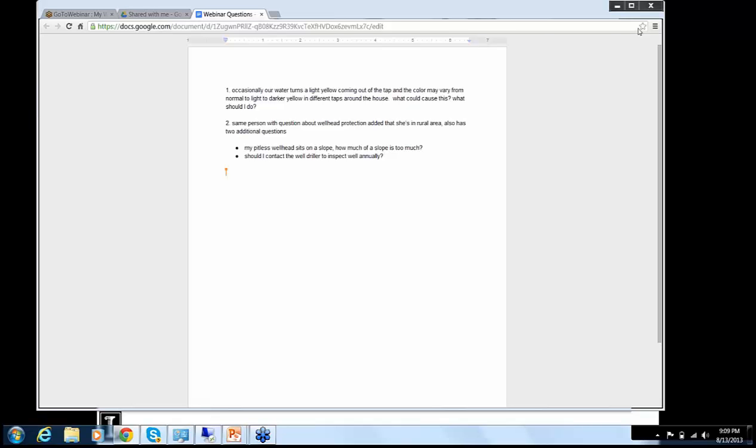So the wellhead protection question in a rural area. Now, your pitless wellhead sits on a slope. How much of a slope is too much? It's not necessarily the slope. It just means that you can have runoff towards your well. So it's important to have the ground mounded around your well so that water runs away from it. If you're on a slope that's in a low-lying area where it might flood, that's obviously a problem. Anytime your well gets flooded, you'd need to have it tested for bacteria. So I don't know that there is too much slope per se. It kind of depends on where it's at on the landscape.